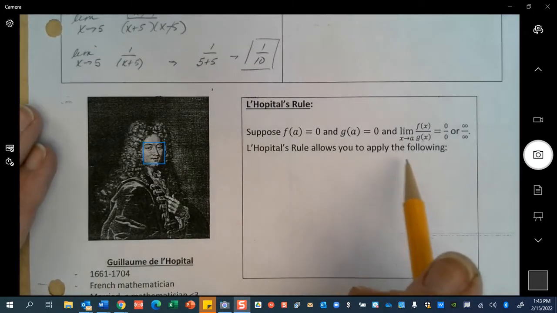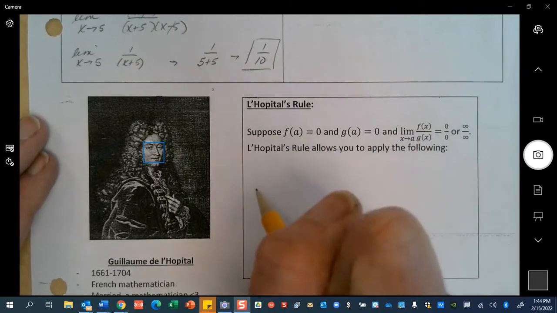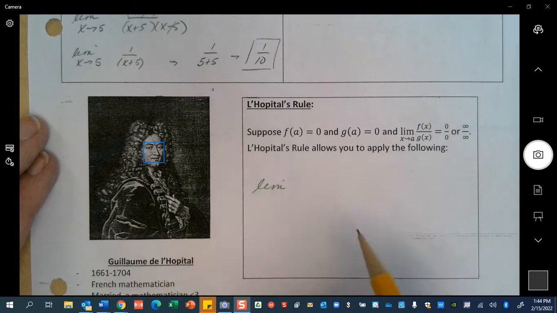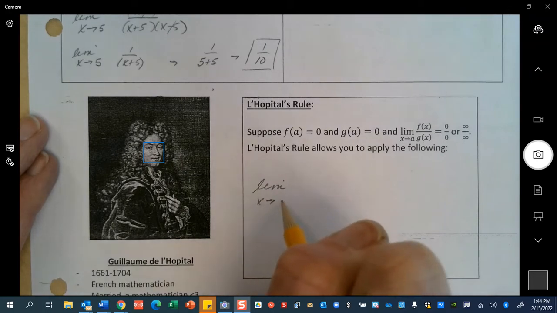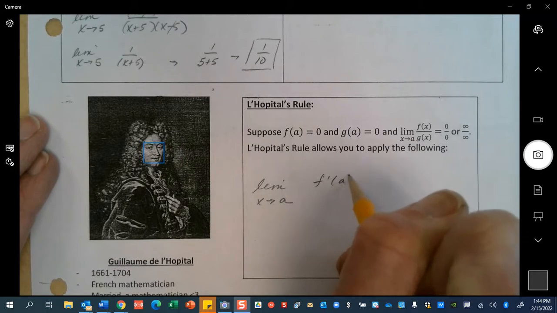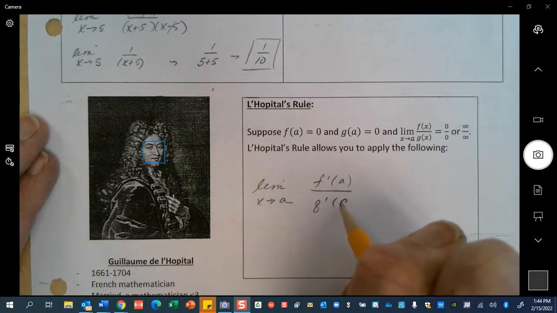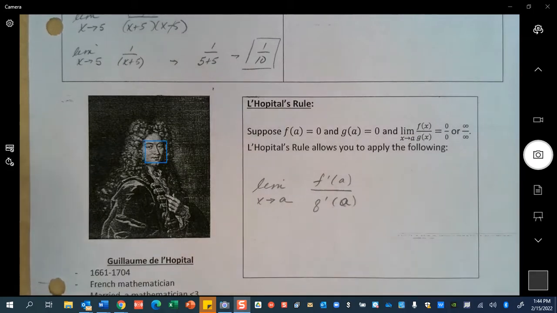So if f of a is equal to 0 and g of a is equal to 0, what I can do as I'm finding the limit as x approaches a, L'Hopital says, why don't you go ahead and take the derivative of each function separately, and that'll give you your limit.